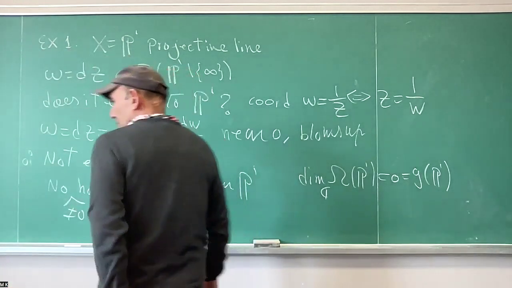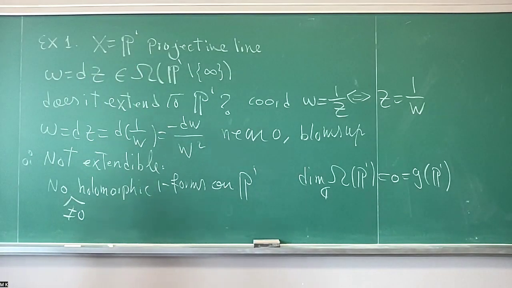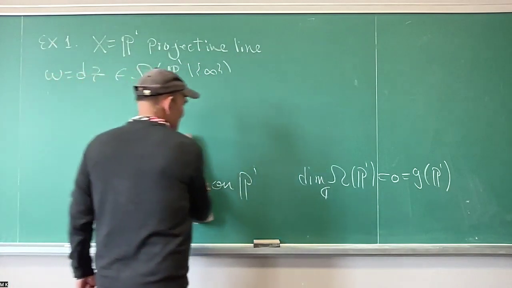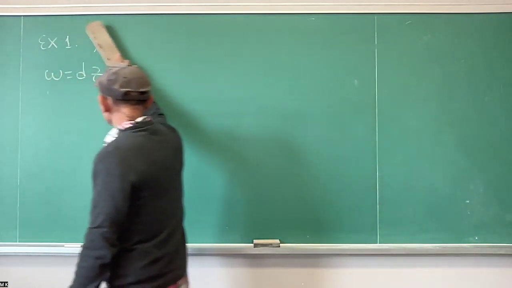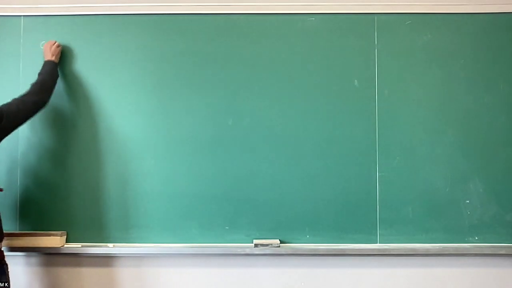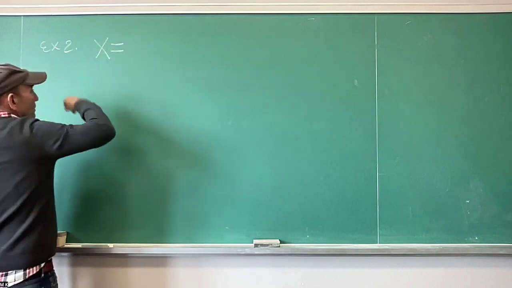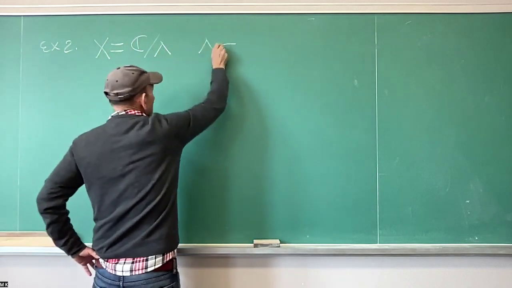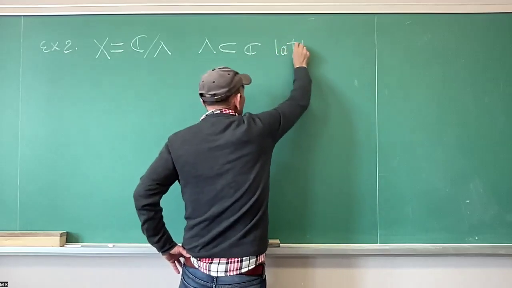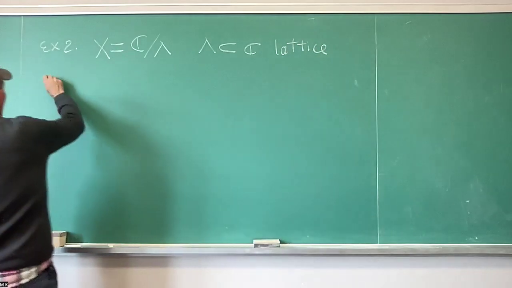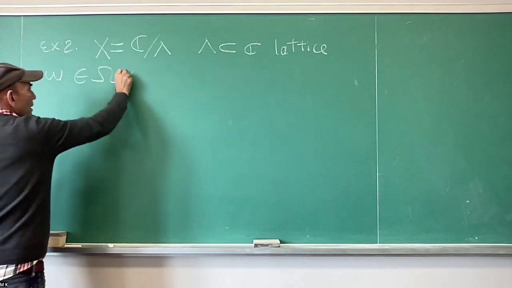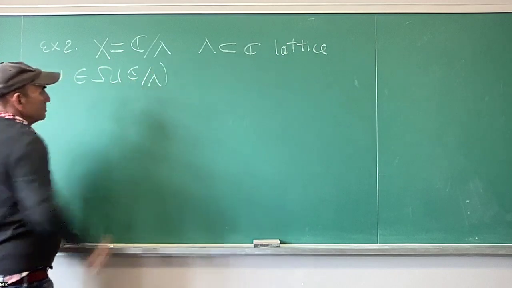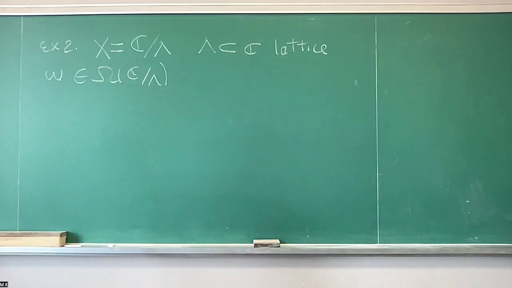Okay, now let's look at another example. Go one genus up, to the torus. The complex torus, one way to think of it is C over lambda, where lambda, a subset of C, is the lattice. I want to construct some omega belonging to the space of holomorphic one forms of X. Can you guess a holomorphic one form on the torus?